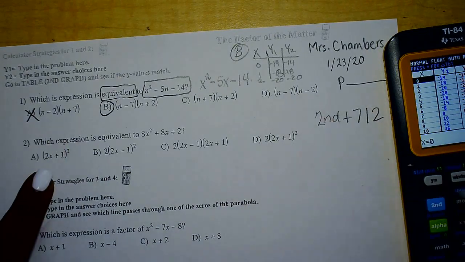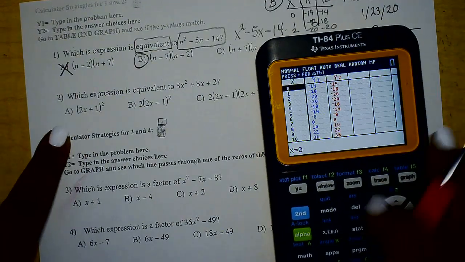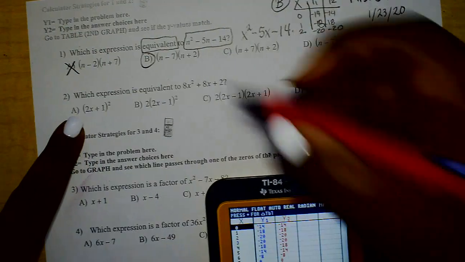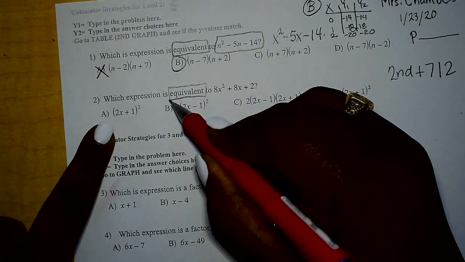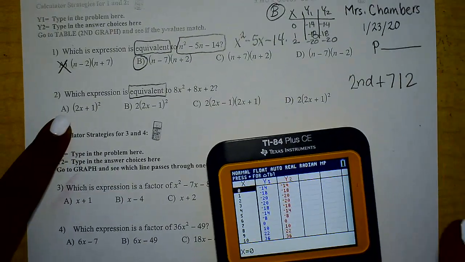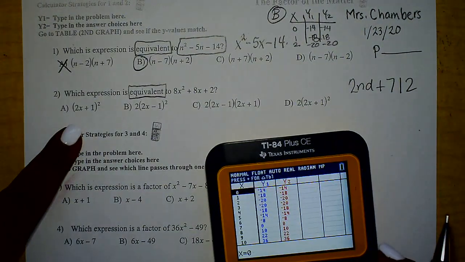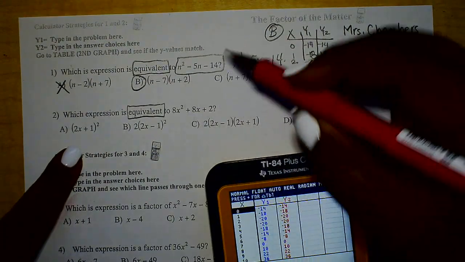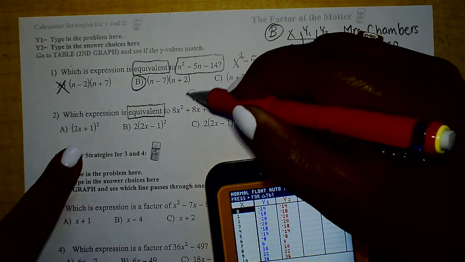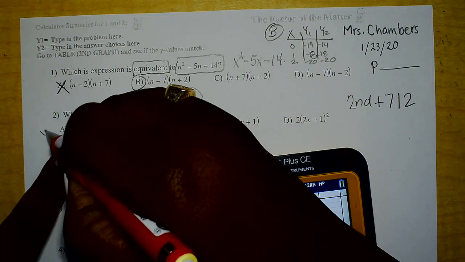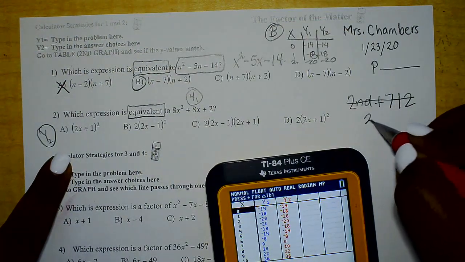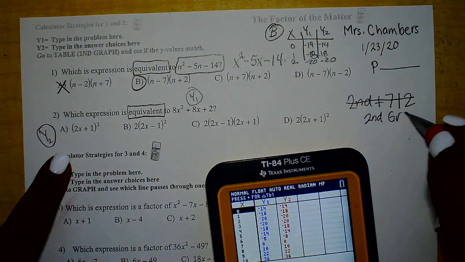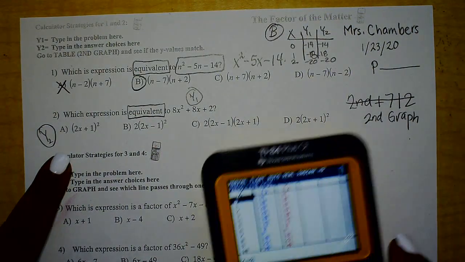All right? Let's see about doing problem number 2. Which expression is equivalent? I'm going to pause here so you can have a chance to do the steps. So the first step is to put this one as y1, and we put our answer choice in y2. Then we press second graph to see our values. All right, so let's start.